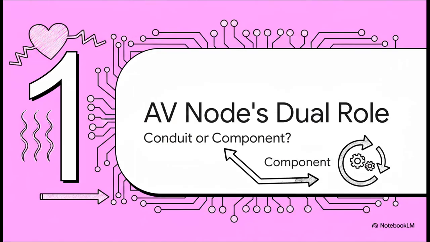All right, the very first principle we have to establish is a foundational dichotomy. In any given supraventricular arrhythmia, the AV node is playing one of only two roles. It's either just a passive conduit for an impulse that's generated somewhere else, or it is an essential, active component of the arrhythmia's circuit. This distinction is absolutely paramount.